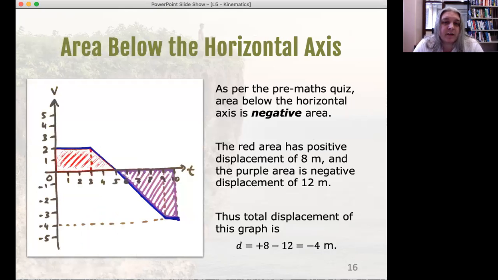Area below the horizontal axis was mentioned in the pre-math quiz, so if you've gone through that, hopefully you've refreshed yourself on this as well. Whenever you're below the time axis, or below the horizontal axis in general, the area is counted as negative area. So here you can see the red area has a displacement of 8 meters, so that's positive 8. The purple area has negative displacement of 12 meters. So the total displacement is plus 8, but then minus 12, which is minus 4 meters. So the total displacement from 0 up to 10 time units is negative 4 meters. Again, I haven't put the units on the graph, so it should really just say negative 4 displacement units.